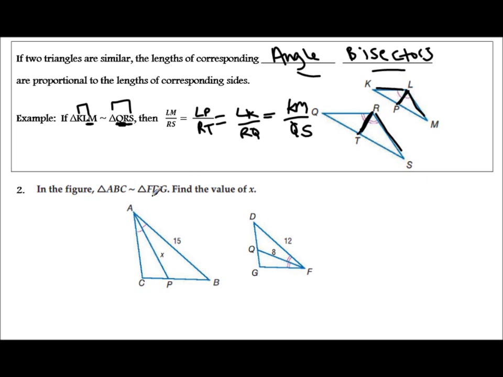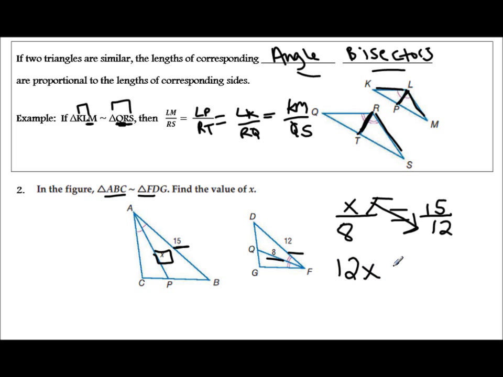Okay, so in the next example it says that the triangles are similar. So in order to find the value of x, we're going to set up a proportion. Well, they each have an angle bisector in the triangle. So we know that the ratio of the angle bisectors, x to 8, is equal to the ratio of the corresponding sides, 15 to 12. So once again, we're going to cross multiply to find x, and we have 12 times x equals 8 times 15, which is 120. Divide both sides by 12, and we get x equal to 10.